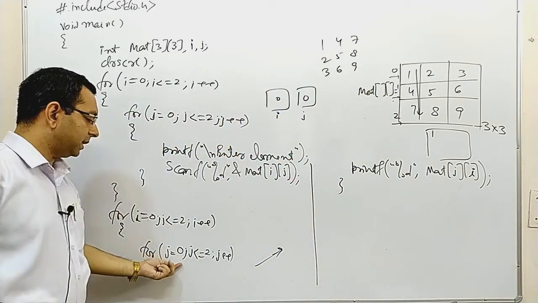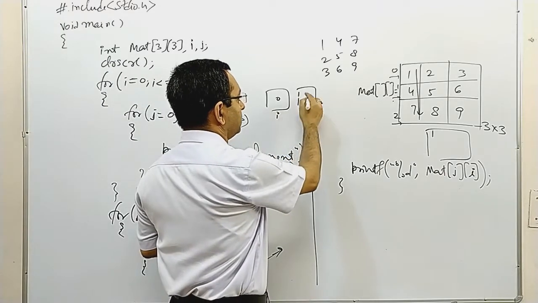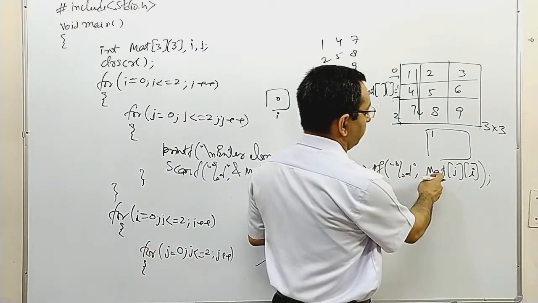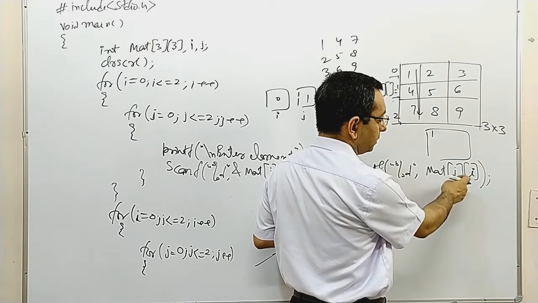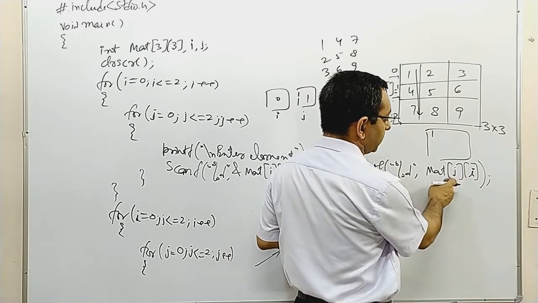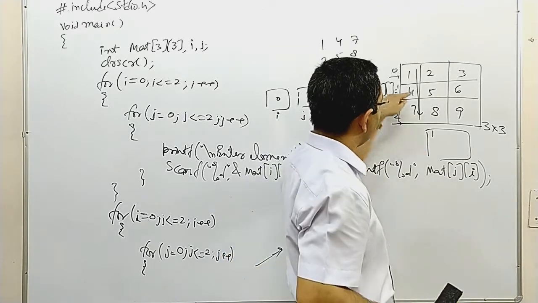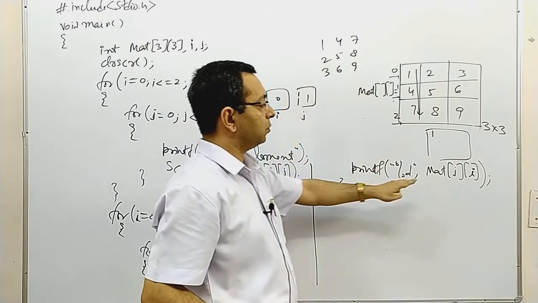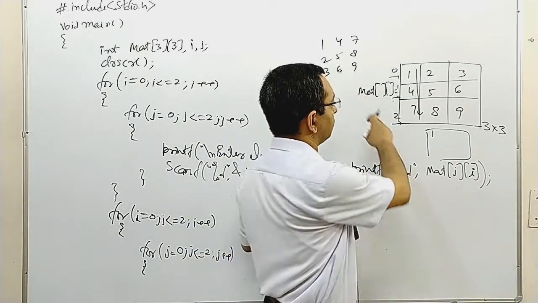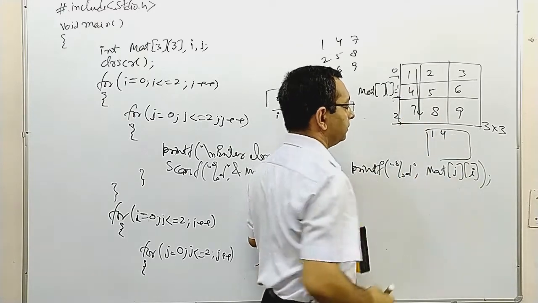Now the value of j will be incremented. j is now 1. What will happen? The matrix row is now 1, because the value of j is 1, so that's why it will be considered as row 1. Row number 1 and i is still 0. So row 1 zeroth element is 4, so 4 will be printed here.